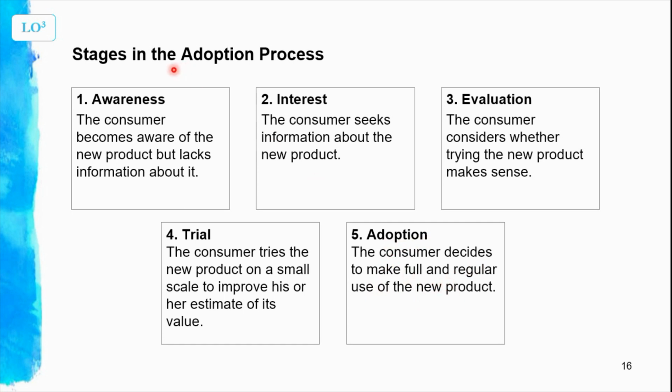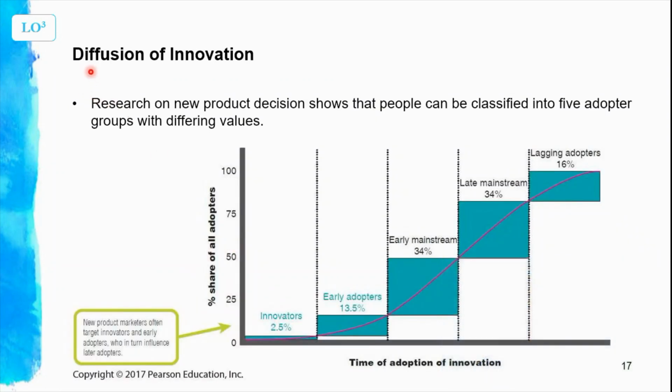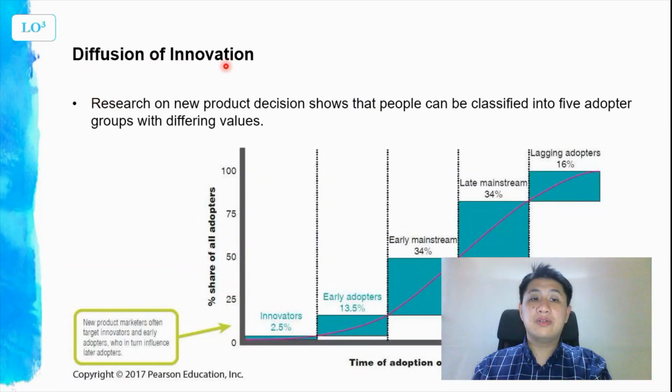In the case of the stages in the adoption process, awareness, interest, evaluation, trial, and adoption, this provides the business the opportunity to influence at the different stages using the marketing mix of the 4 Ps. Next, we talk about diffusion of innovation, and again this pertains to new products.